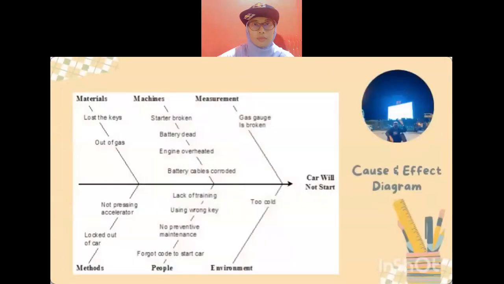So here, last but not least, the cause and effect diagram. Here, we have 6 primary aspects of what causes a car that will not start. We have materials, machine, measurement, methods, people, and environment. So we have lost the key, out of gas, starter broken, battery dead, engine overheated, battery cables corroded, gas clutch is broken, too cold, lack of training, using wrong key, no preventive maintenance, forgot to start car, not pressing accelerator, locked out of a car. This is the effect that will cause the car not to start.